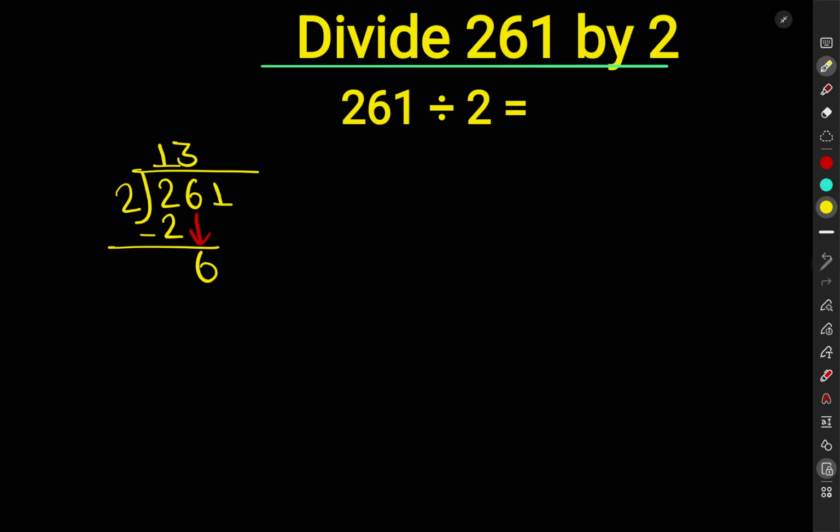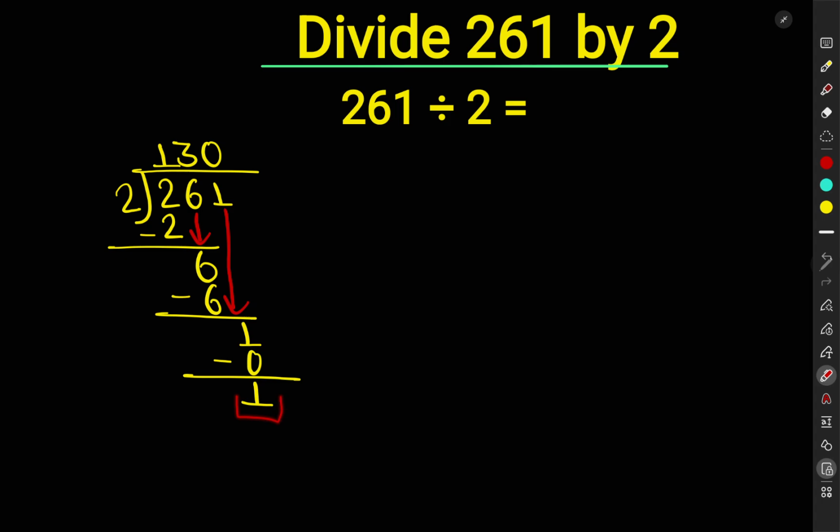So 2 times 3 means 6. On subtracting we get 0. So now again we put down the number beside this 1 and we remove this 0. So 2 times 0 means 0. On subtracting we get 1.